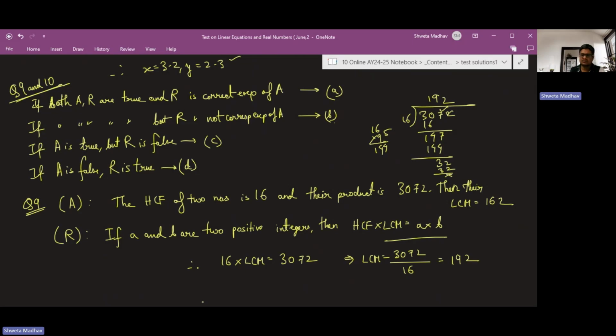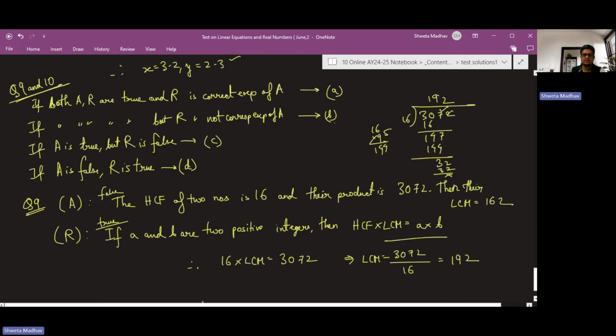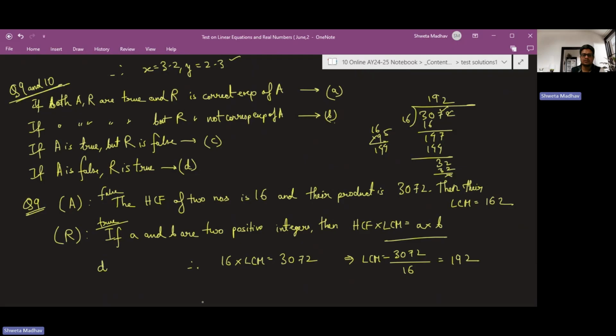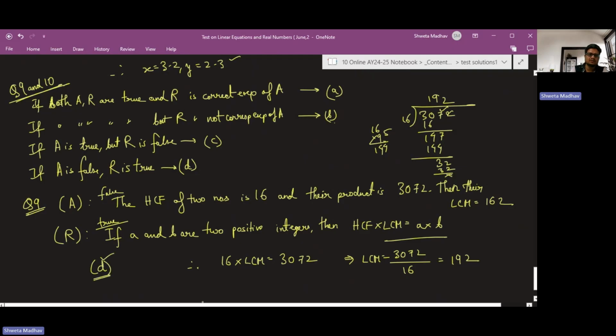But here it is told the LCM is 162. So it means the assertion is false, and the reason is obviously true. So hence the assertion is false and the reason is true. So option D is the correct answer, since here the assertion is false and the reason is true.